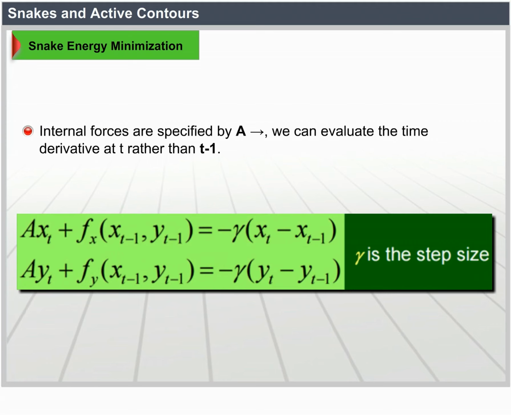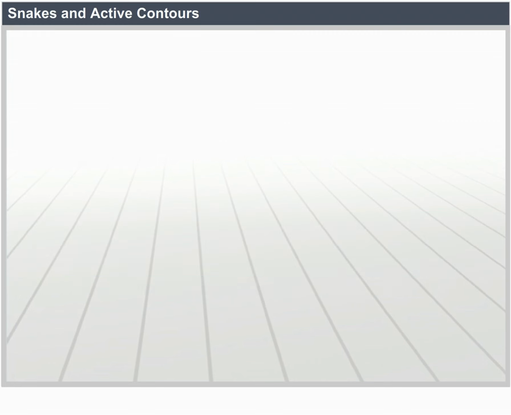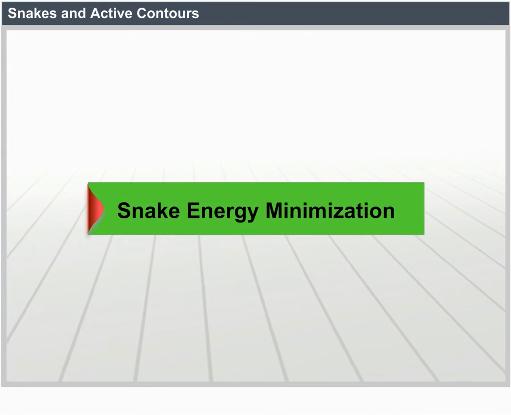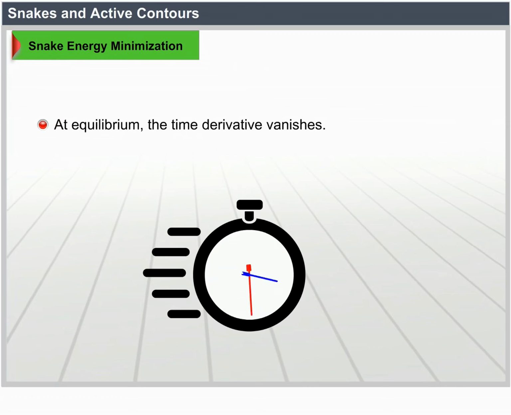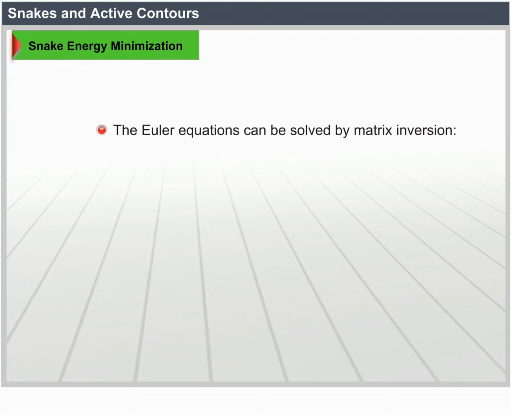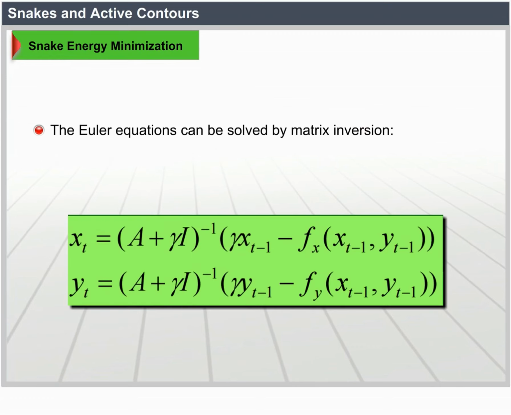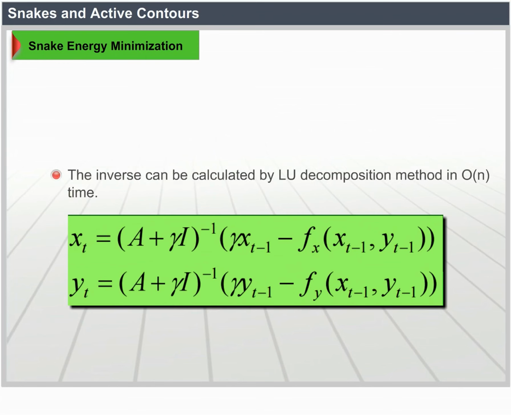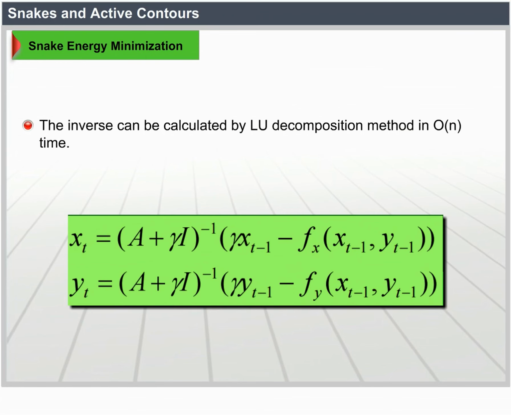Snake energy minimization. At equilibrium, the time derivative vanishes. The Euler equation can be solved by a matrix inversion as shown here. The matrix inversion can be calculated by the LU decomposition method in O(n) time.